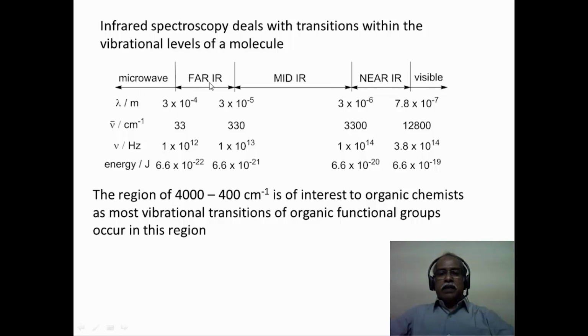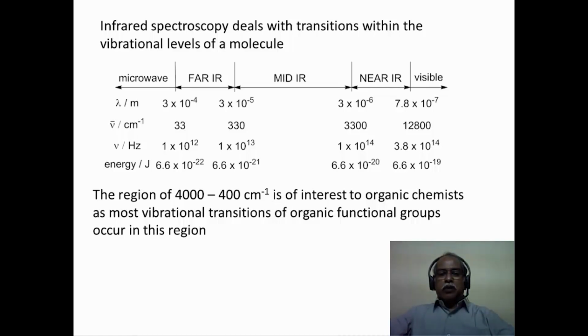Typically, the infrared region is divided into three portions. The far infrared region, in terms of wave numbers, is roughly 33 inverse centimeter to 330 inverse centimeter. Then the mid IR region, which is about 330 to about 3300 inverse centimeter, and then the near infrared region corresponding to 3300 to 12800 inverse centimeter or so. Beyond this, it will be the visible region, and beyond this side, on the left hand side, it will be the microwave region. In fact, it is the region between 4000 to 400 inverse centimeter that is of special interest to the organic chemist, as most of the vibrational transitions of organic functional groups occur in this particular region.